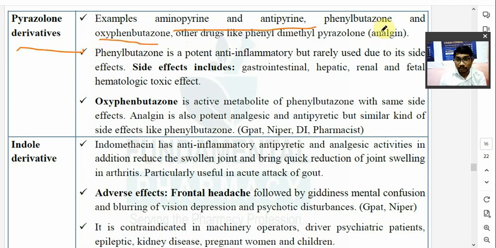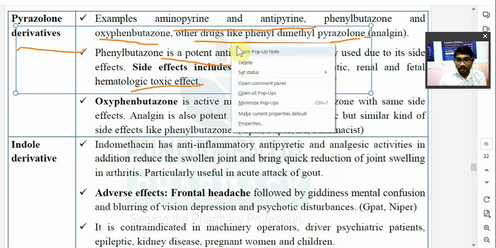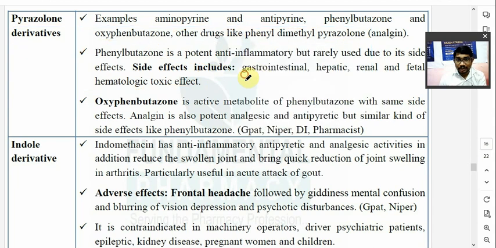Oxyphenbutazone is the active metabolite of phenylbutazone. Now other drugs like phenyldimethyl are present in the analgesic tablet. Phenylbutazone is the most potent anti-inflammatory drug, but it is rarely used due to side effects, which are gastrointestinal toxicity, irritation, ulcer, gastric ulceration, okay, peptic, adrenal and hematological toxicity. It causes thrombocytopenia, GIT ulceration and kidney toxicity. Oxyphenbutazone is the active metabolite of phenylbutazone with the same side effects. Analgesic is also a potent antipyretic but with a similar kind of adverse effects.